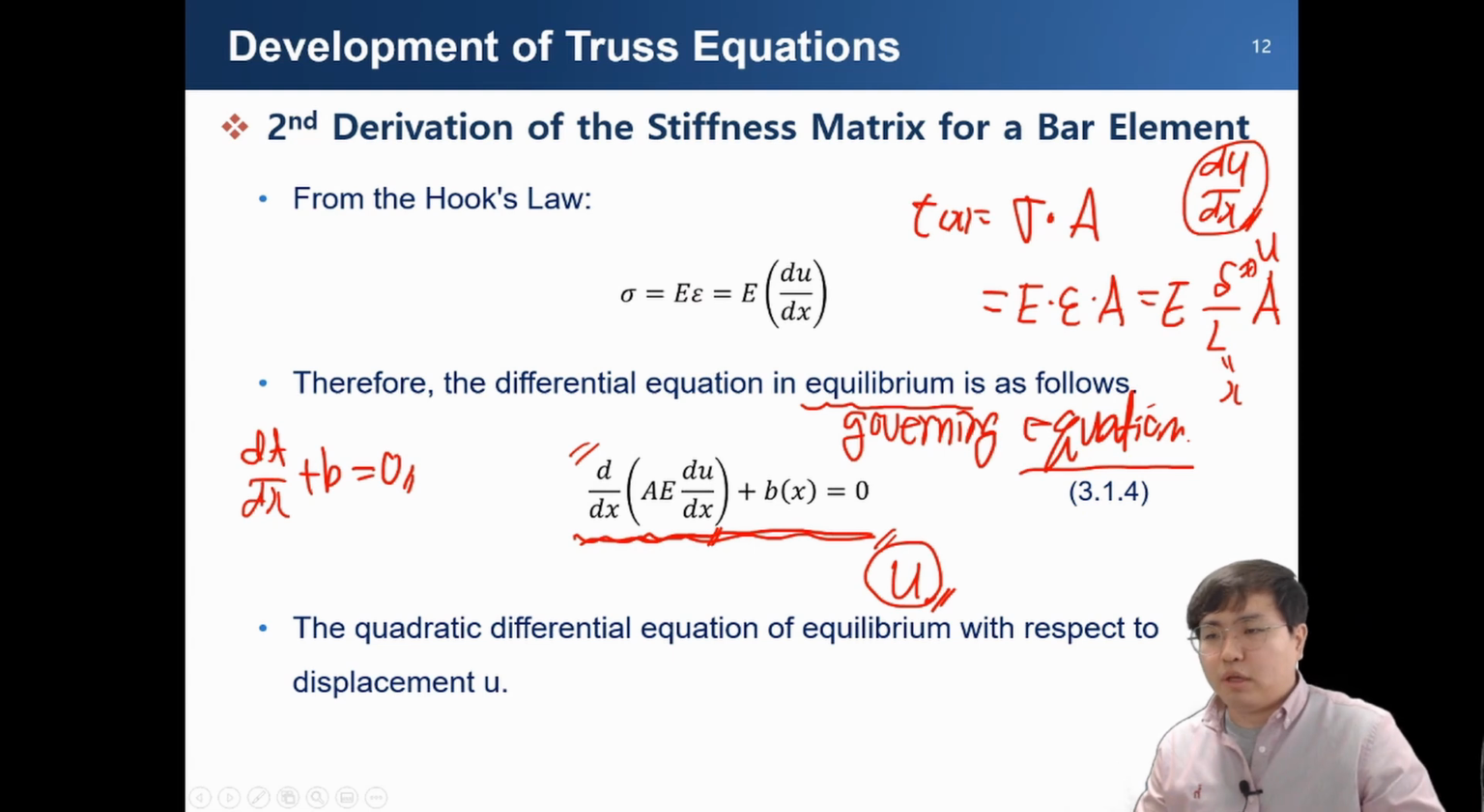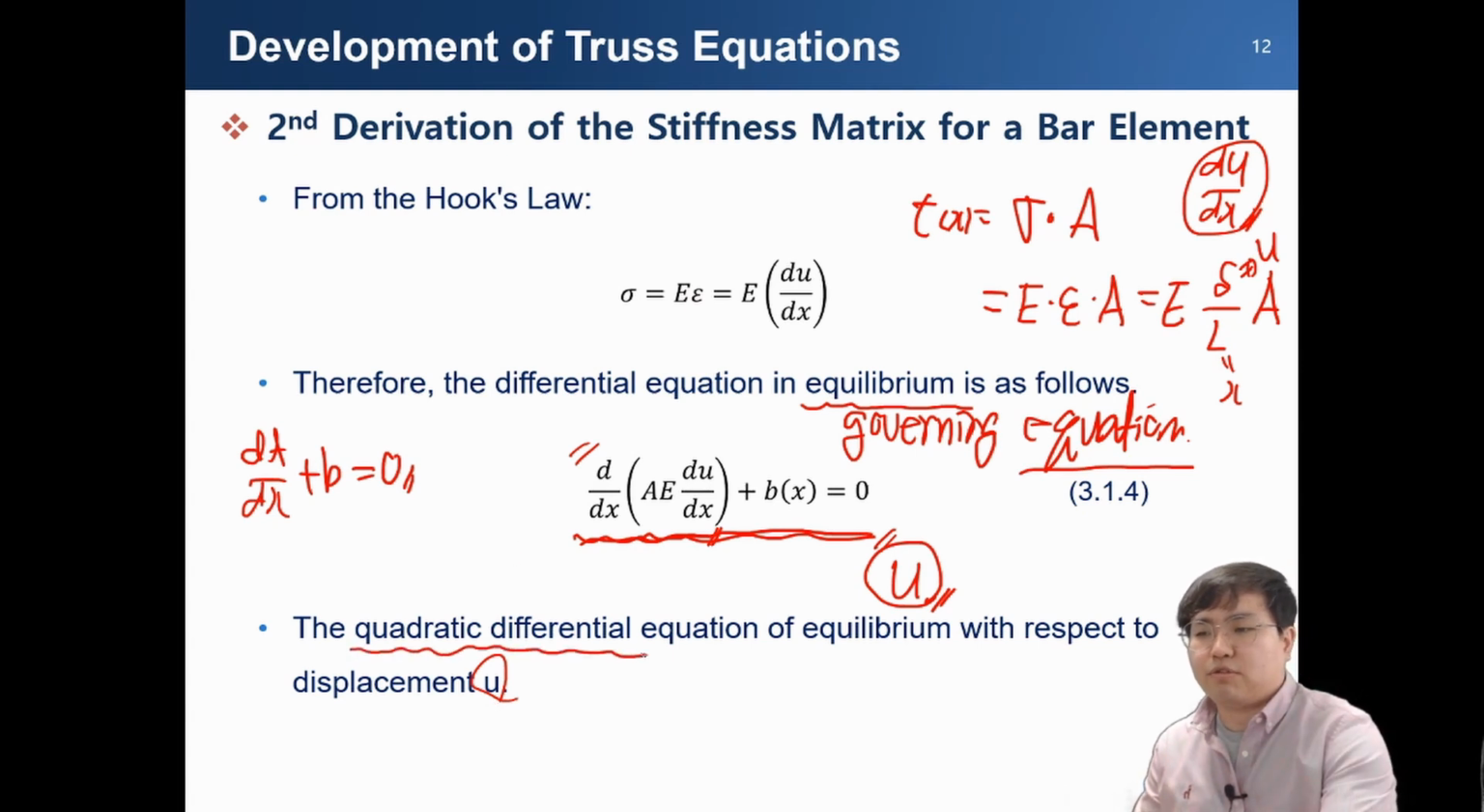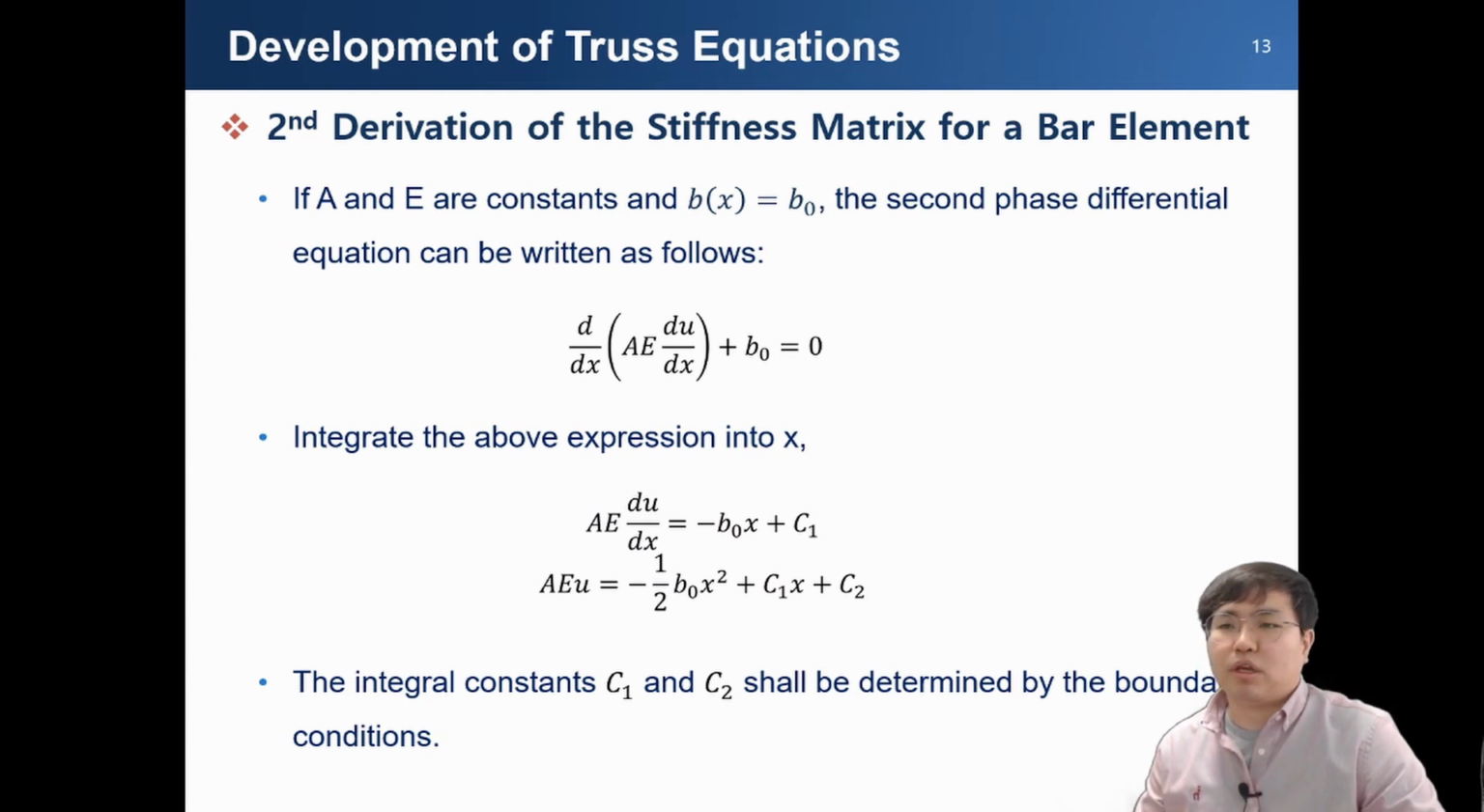Anyway, this equation is a second derivative equation with respect to x, so the resultant u can be expressed in quadratic form, and we can easily obtain the solution by integration. But to obtain a simple result, we assume that the cross-section area, Young's modulus, and body force are constant. Just assume that.